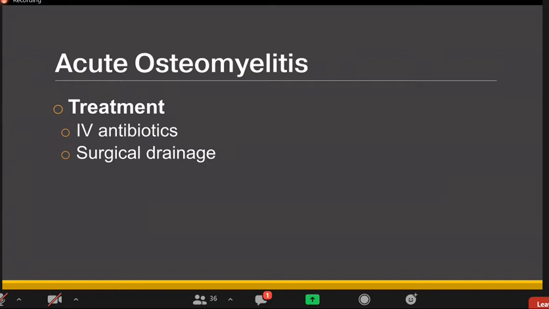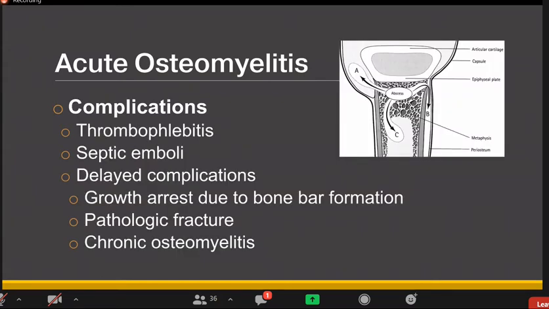For acute osteomyelitis, the cornerstone of treatment would be IV antibiotics. Surgical drainage can also be done to help control the source of infection. Complications would include thrombophlebitis and septic emboli commonly to the brain and to the lungs. Delayed complications include growth arrest due to bone bar formation, pathologic fracture, and chronic osteomyelitis.